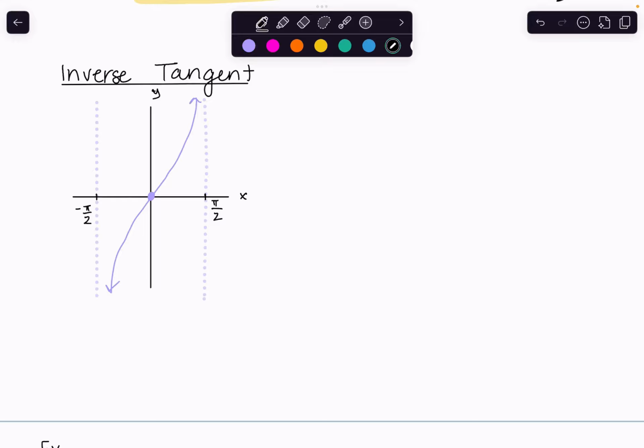So over this particular interval, our graph does pass the horizontal line test. So we have two vertical asymptotes at negative pi over 2 and at positive pi over 2. Your domain in this case is going to be the same as tangent or as sine, but I cannot include those endpoints because tangent's undefined there. But our range is really nice. It is going to be all real numbers. So this is our tangent function.